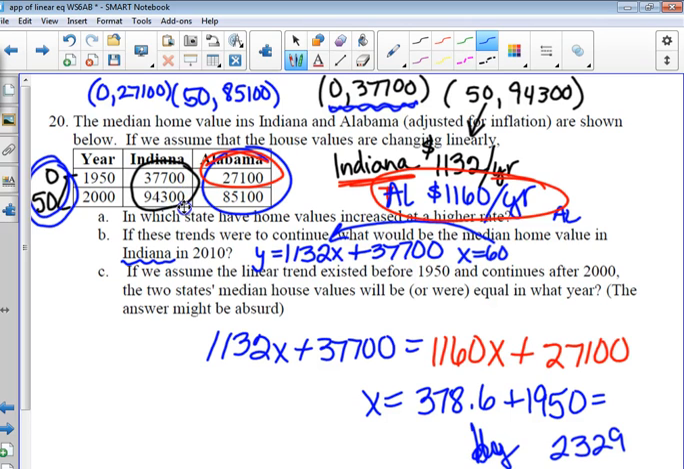Okay, because Indiana's already way ahead and it's increasing almost the same rate. So, any questions?